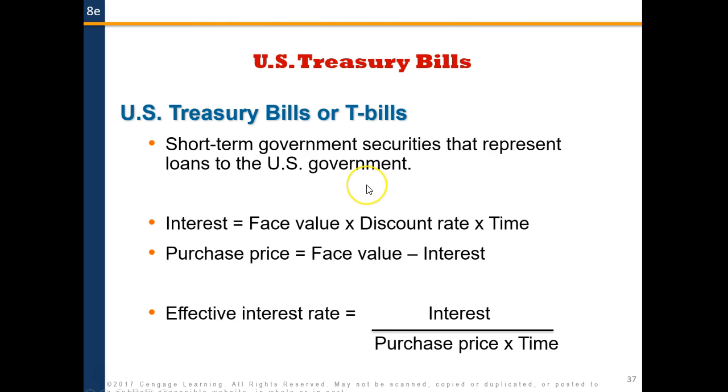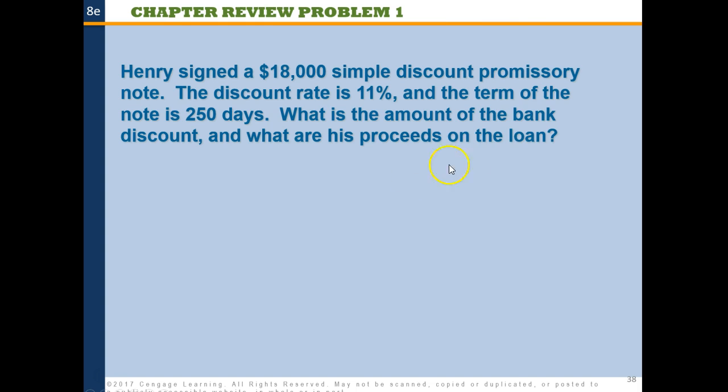We also have U.S. Treasury bills, T-bills. These are short-term government securities that are loans to the U.S. government. So here are some different pieces of the calculations. If you want to calculate the interest, then it's the face value times the discount rate times the time. The purchase price is the face value minus the interest. And then the effective interest rate is the interest divided by the purchase price times the time.